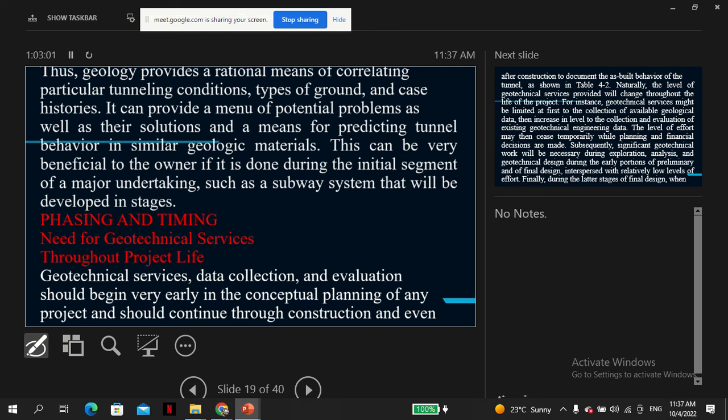This can be very beneficial to the owner if it is done during the initial segment of a major undertaking, such as a subway system that will be developed in stages.